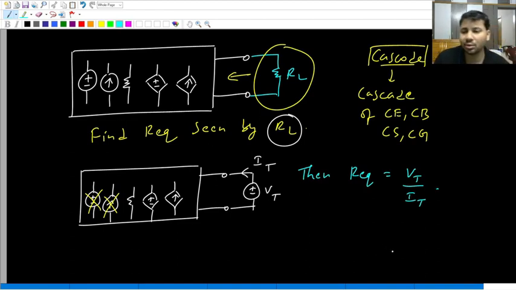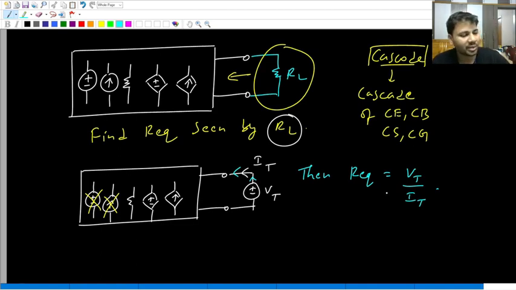Replace the load with voltage source VT. Let IT be the current flowing out of the plus terminal. So always be careful about the direction of IT. IT should flow out of the plus terminal of VT. Then you have to make all the other independent sources 0. Then your R equivalent is VT by IT. That's all.